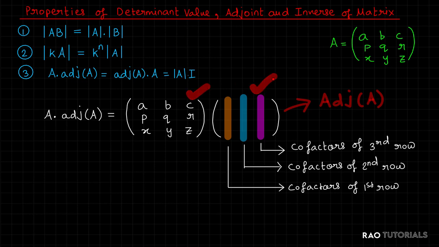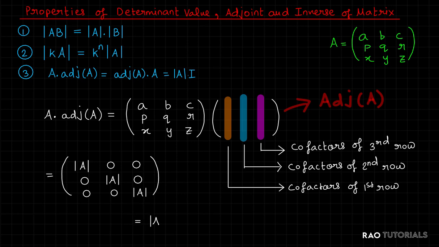Now multiplying these matrices, we get first row into first column, that is cofactors of first row, we get determinant of A. Again, first row with second column, that is cofactors of second row, is a mismatch and thus 0. Similarly, first row with cofactors of third row is a mismatch, thus 0. Proceeding similarly, we get these values. Now factoring determinant A out of this matrix, we get the desired result.